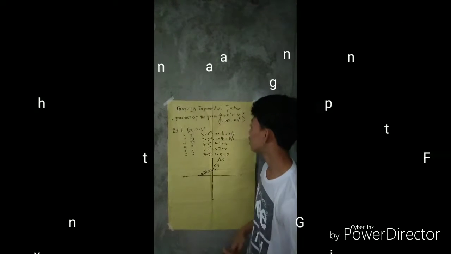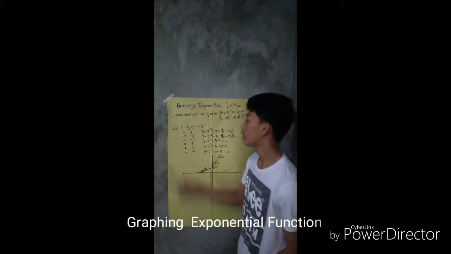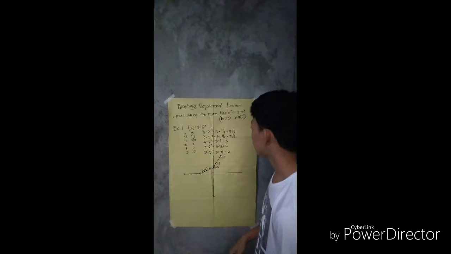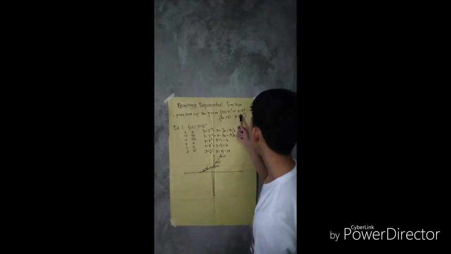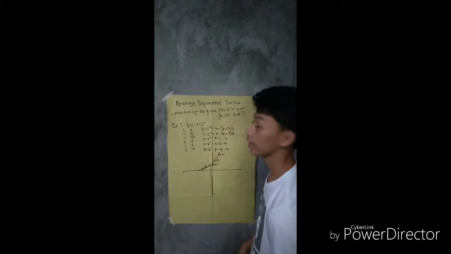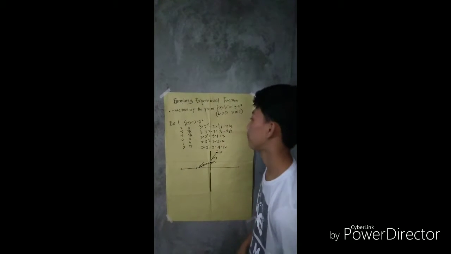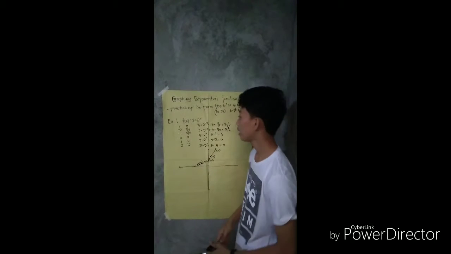This time I'm going to talk about graphing exponential functions. A function of the form f(x) = b^x, or y = b^x, where b is greater than 0 and b is not equal to 1. So here's our example number 1.